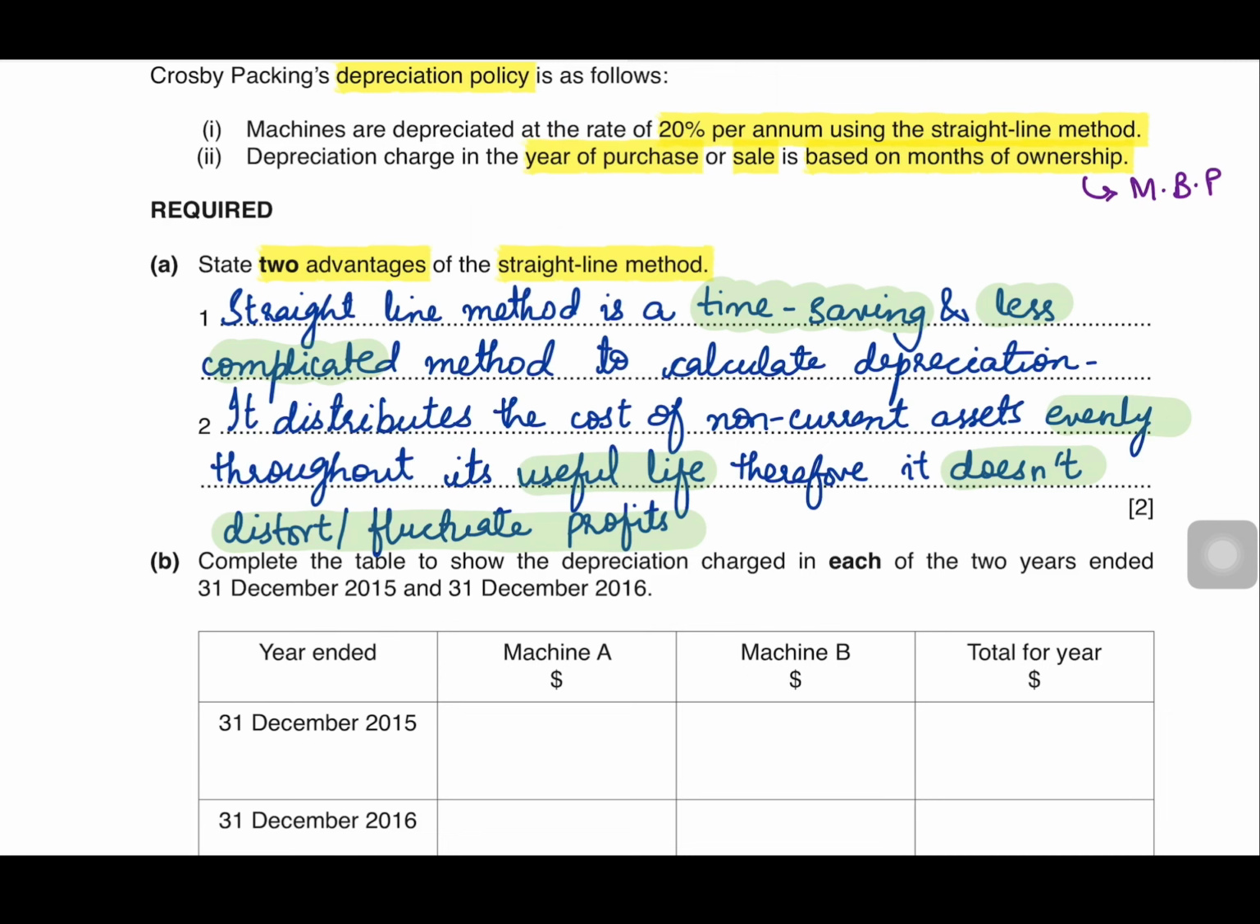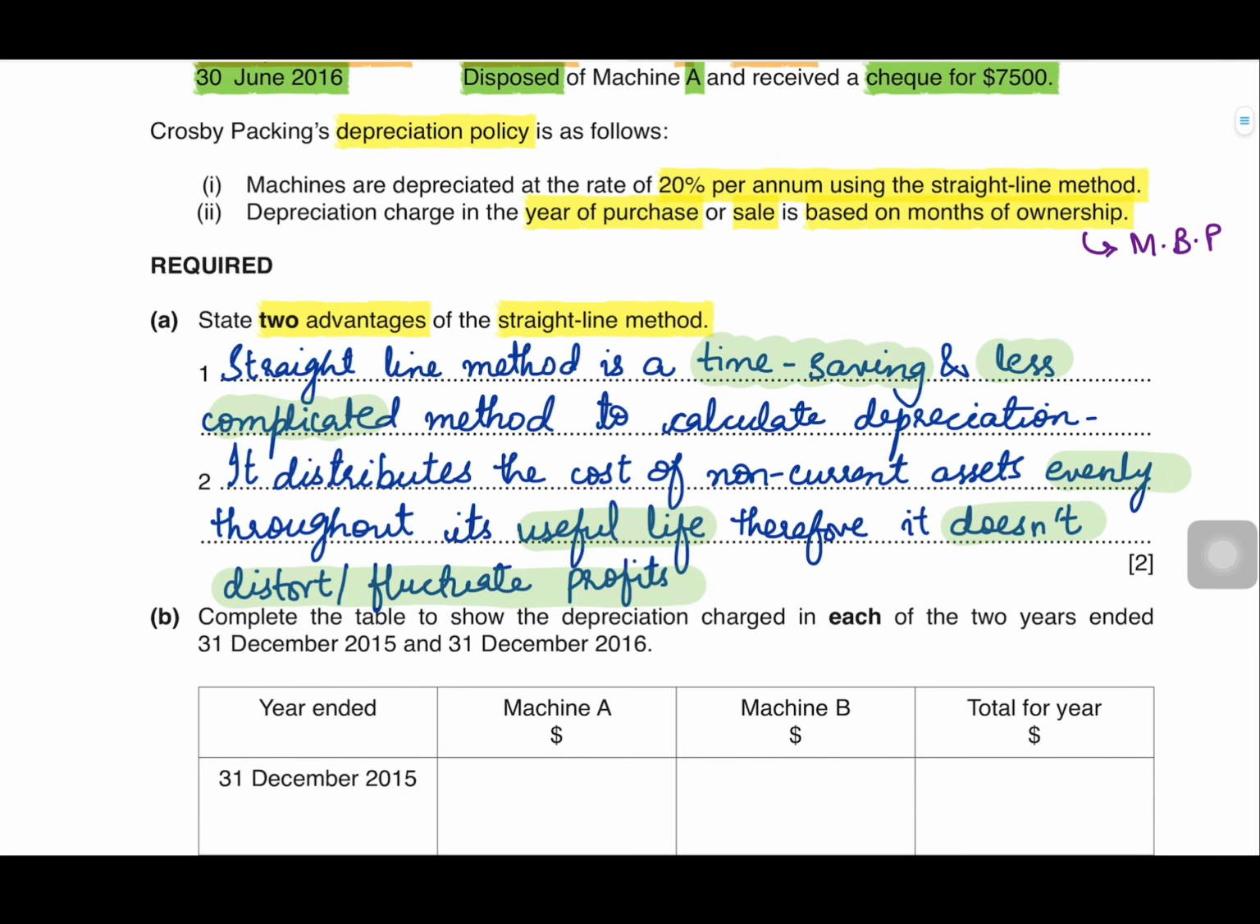One more advantage you can also write, if you have to write more, or if you forget these points, is that it is a useful method to charge depreciation if we are calculating depreciation on less expensive items, right? So since the non-current asset is not that expensive, it is not that costly, why go through the hassle of charging depreciation using the reducing balance method, which requires extensive calculations, right?